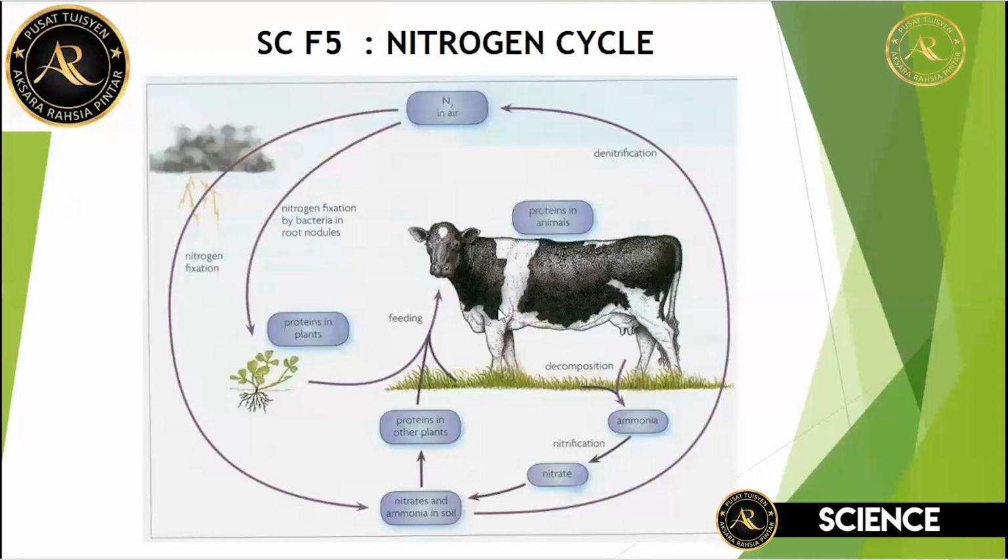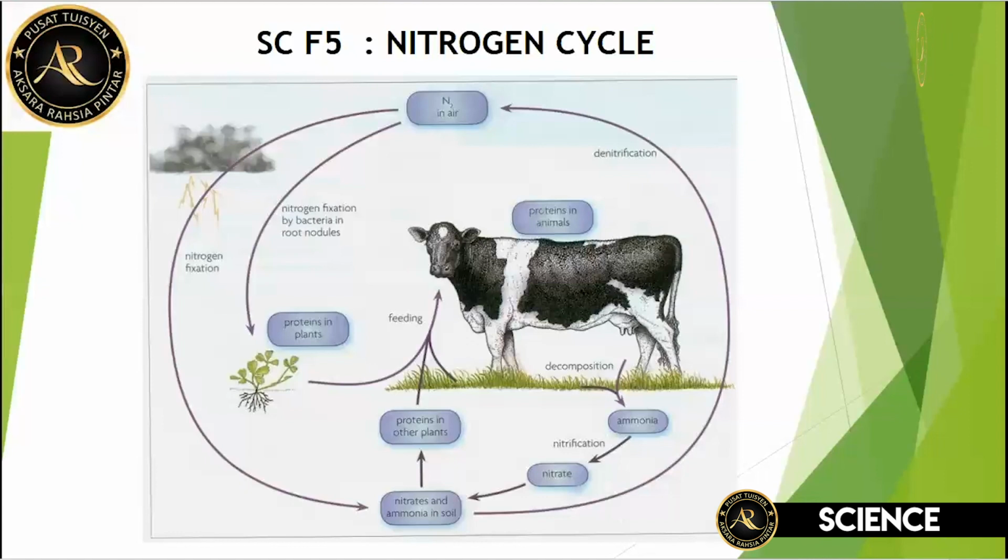In case, due to certain reasons, the cow or the plant were to die, their remains and the waste product that they produce will be broken down into ammonia. So you can see they will be broken down into ammonia. Now, how can they be broken down? In a process called decomposition. Decomposition, as you know, is the process carried out by decomposer agents, which are bacteria and fungi.